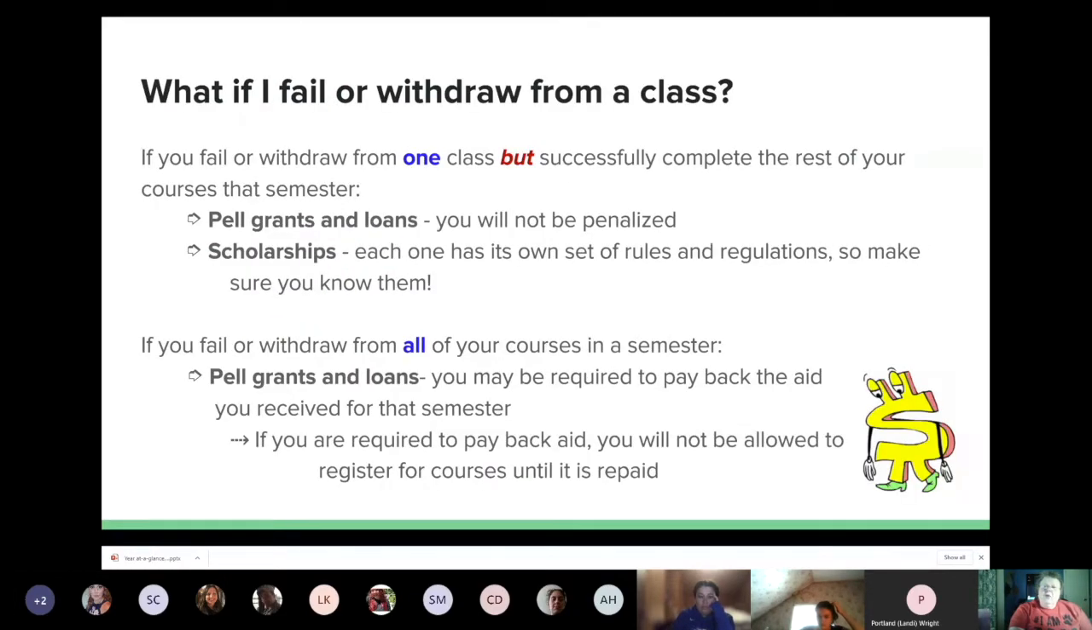What if I fail or withdraw from a class? If you fail or withdraw from one class but successfully complete the rest of your courses that semester, with Pell Grants and loans, you will not be penalized.